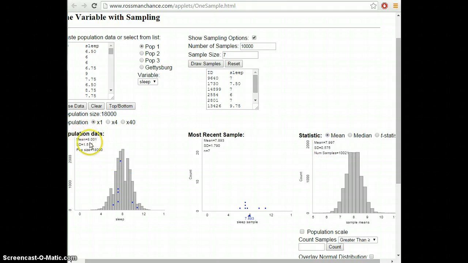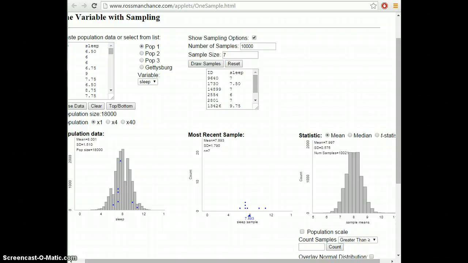However, the mean of the original population and the mean of the sampling distribution are going to be almost equal. And the more samples we take, the closer that those are going to get percentage-wise. Okay.